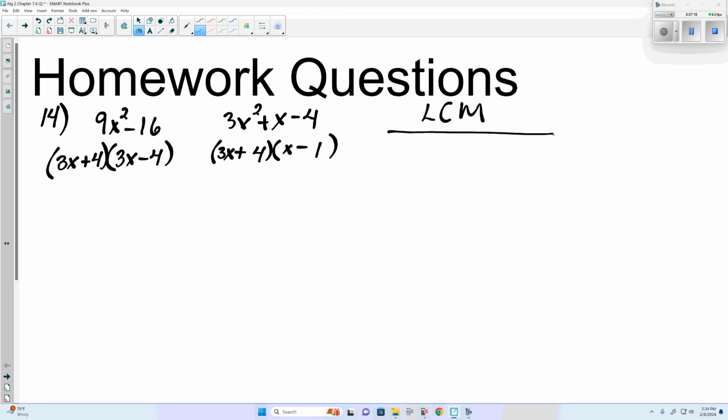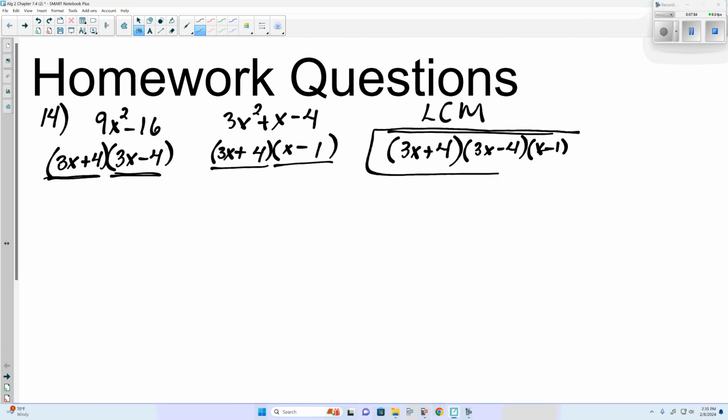Least common multiple. So if we look at both of these here, the one on the left has a 3x plus 4, and the one on the right has it once. Since it appears once in both, we need it once in the least common multiple. We also have 3x minus 4, which appears once in the first one but does not appear in the other. So we still need it once, because if it appears at least once in both or in one, we need it at least once. Anything else we're missing? Our x minus 1. So the least common multiple for this here is 3x plus 4 times 3x minus 4 times x minus 1.